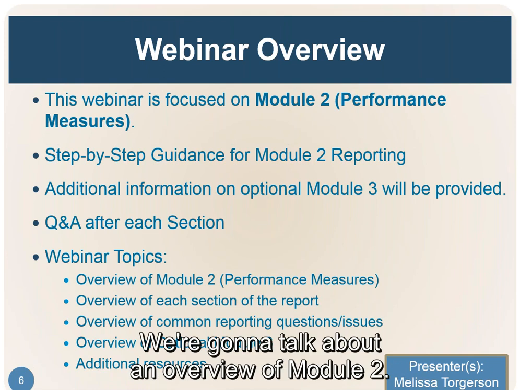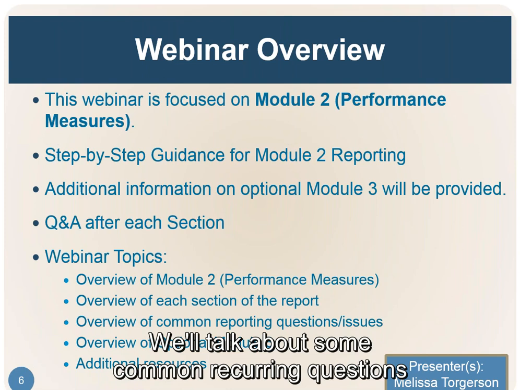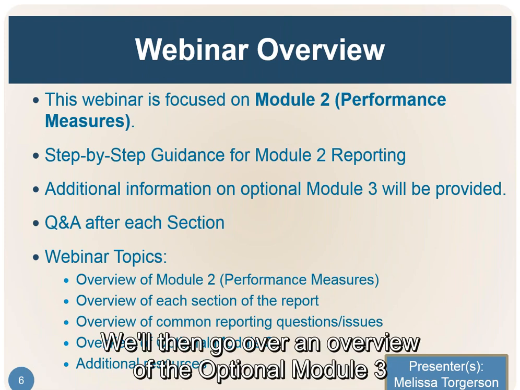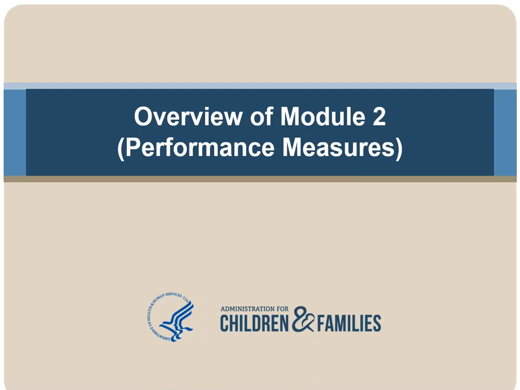We're going to talk about an overview of Module 2. We'll go through each section. We'll talk about some common reporting questions and issues. We'll then go over an overview of the optional Module 3, and we'll talk about resources available to you. So let's jump into this.